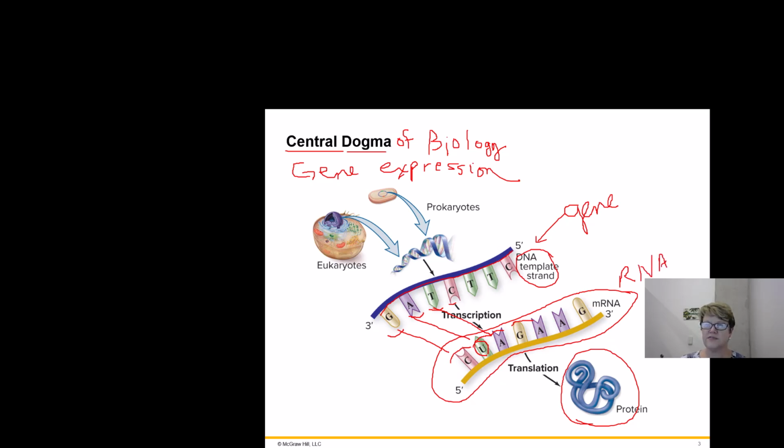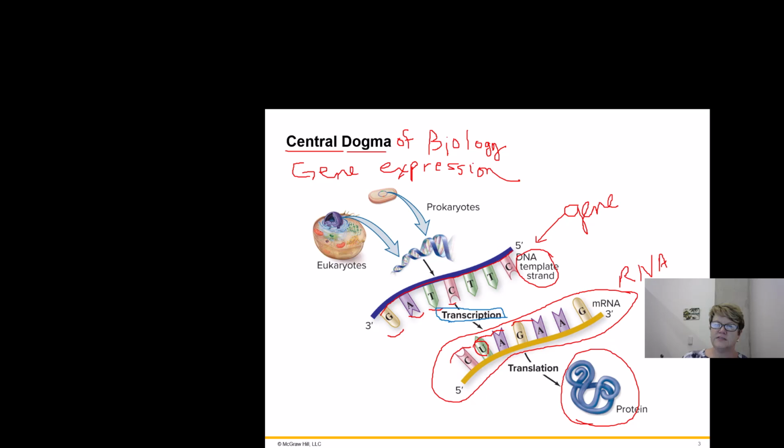The process of copying from a gene to make an RNA is called transcription. So transcription is the first step of gene expression, copying from DNA to make a full RNA molecule. Now, one thing about transcription is we're not copying the whole chromosome. We're just copying a section within a chromosome. A gene is just a short section within a chromosome, not the whole chromosome.